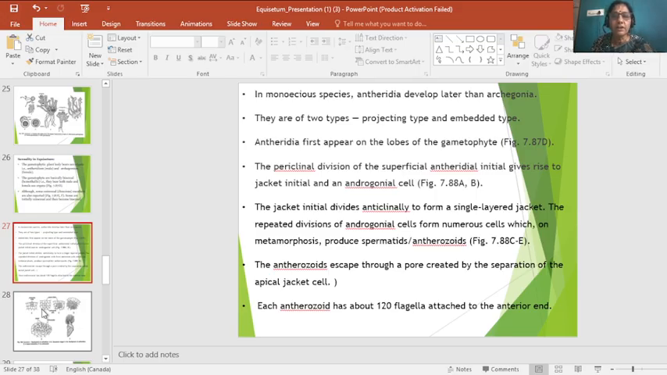The periclinal divisions of the superior antheridial initial give rise to the jacket initial and androgonial cell. Each jacket initial divides anticlinally to form the single layer jacket. The repeated divisions of androgonial cells form numerous cells which on metamorphosis produce antherozoids. The antherozoids escape through the pores created by separation of the apical jacket cells. Each antherozoid has about 120 flagella attached to the anterior end.